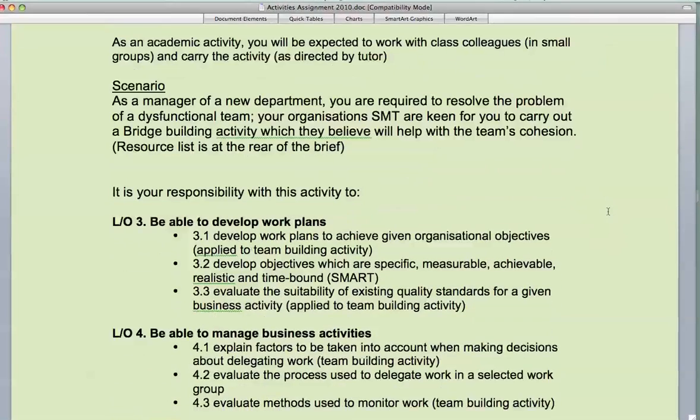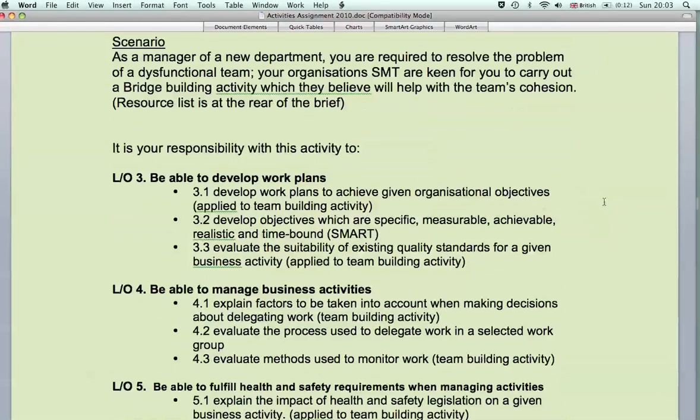So we have to look at 3 learning outcomes with this one. Be able to develop work plans. You have to be able to develop some objectives and then evaluate any standards for the given business. So here you will be planning how to use your resources and allotting roles in the team. I'm not going to do much on SMART because as a team you have to work out these specific, measurable, achievable, realistic and time-bound objectives and apply those to how you intend to build this bridge.